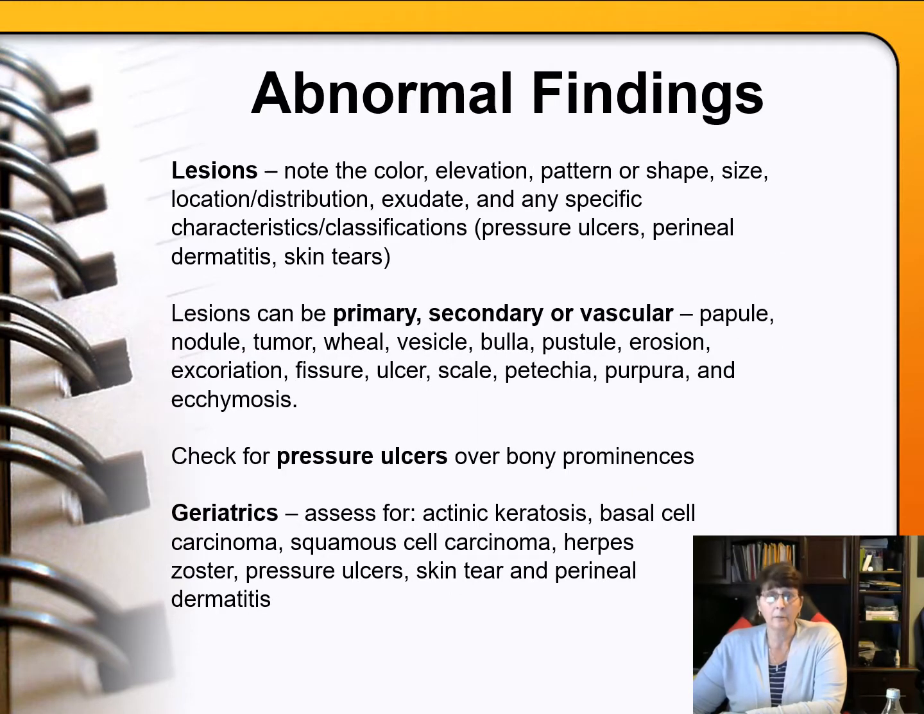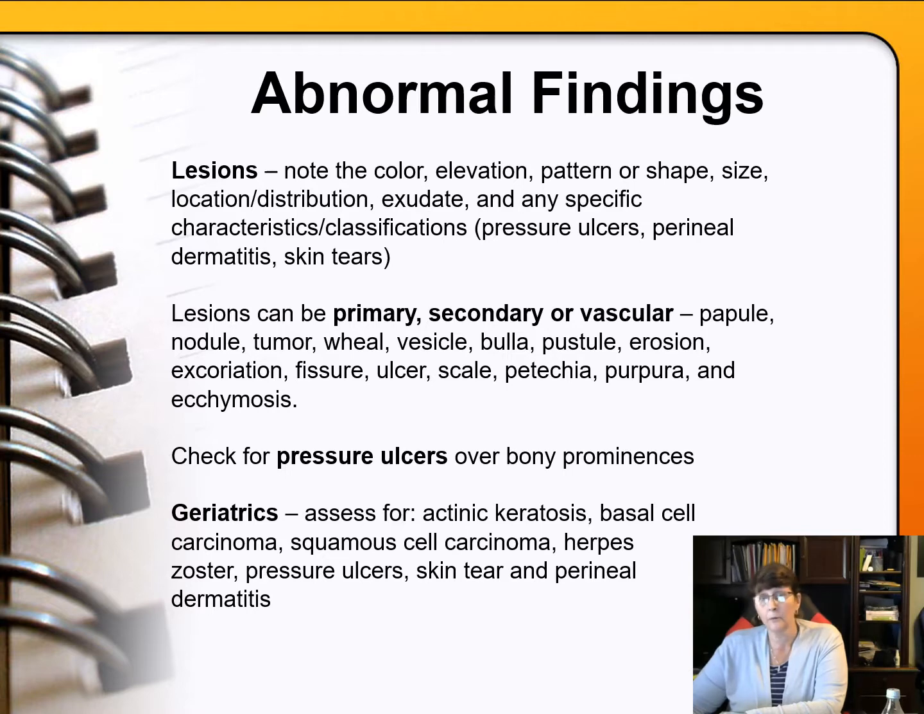Abnormal findings here would be looking for lesions. You want to note the color, elevation, pattern, shape, size. Again, what I had said earlier, is there any exudate, and what are the specific characteristics about it? Pressure sores are common in the elderly, especially over the bony prominences as they lose their subcutaneous fat and their skin shears more easily. Lesions can be primary, secondary, or vascular.